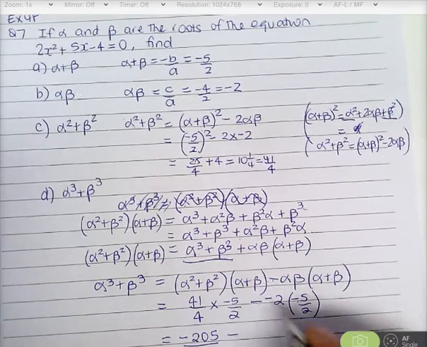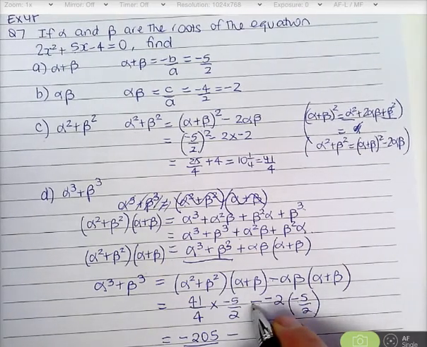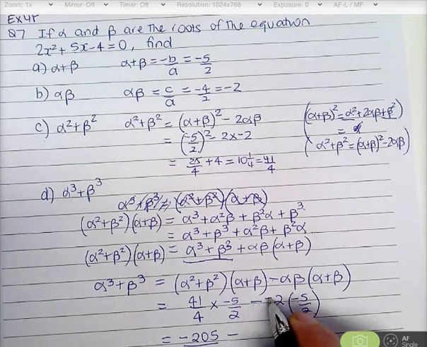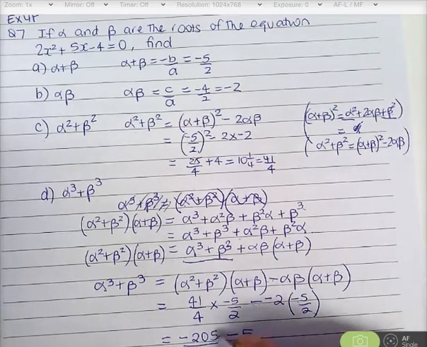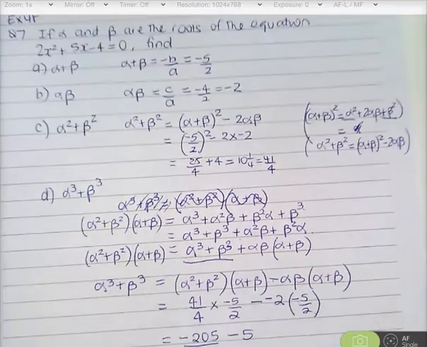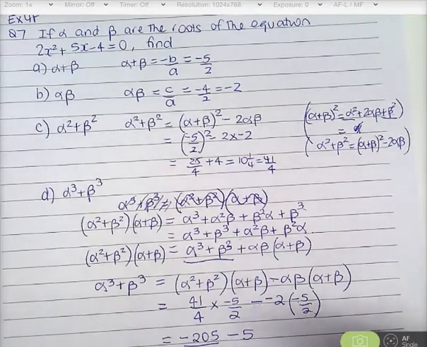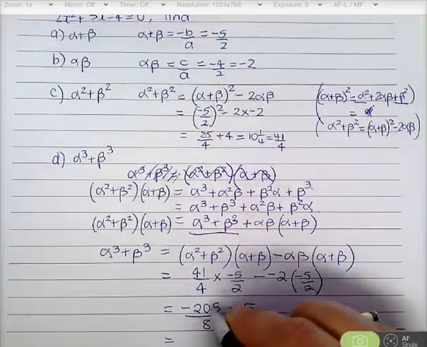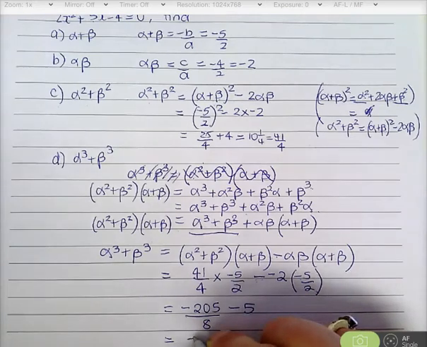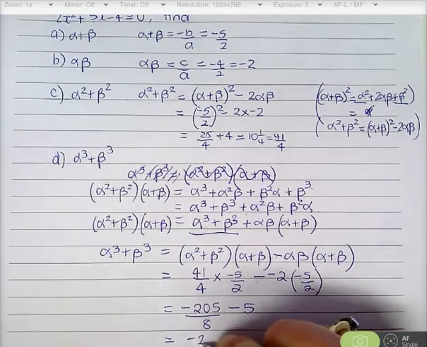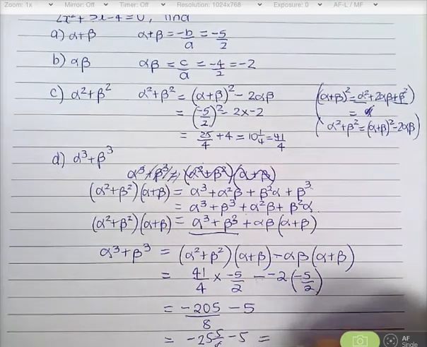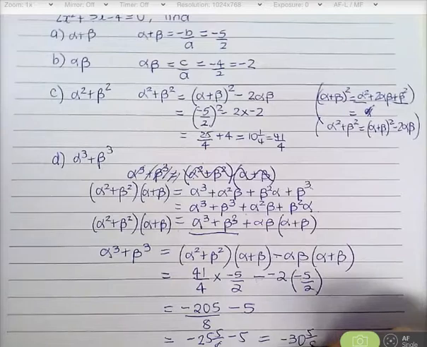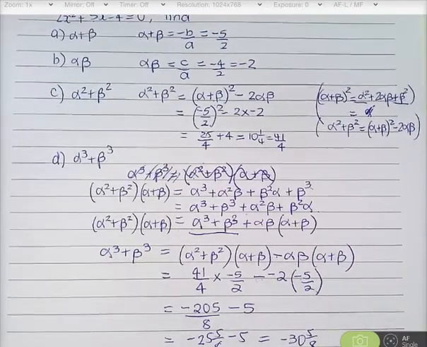Then we've got a negative, negative, and negative. So this is all going to be a negative when I multiply: these two become a positive, and a positive times a negative is a negative. And 2 times 5 on 2 is 5. So it's negative 205 over 8 minus 5. Now, I'll just work that out. Negative 205 on 8 is actually negative 25 and 5/8, minus 5, and the answer is negative 30 and 5/8. Okay, so that's the answer to part D.